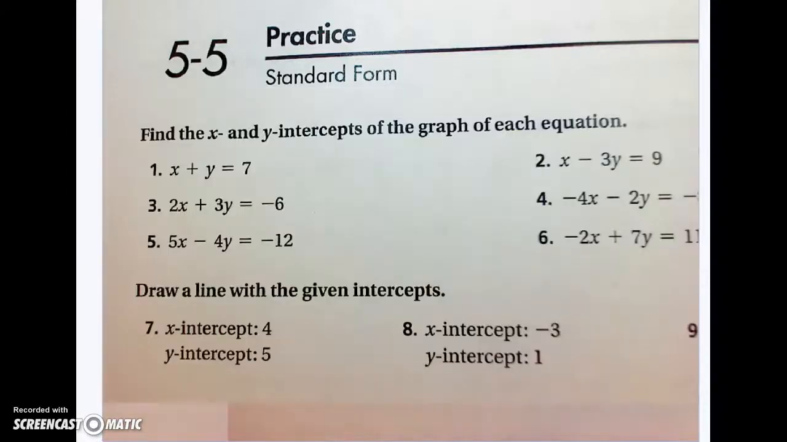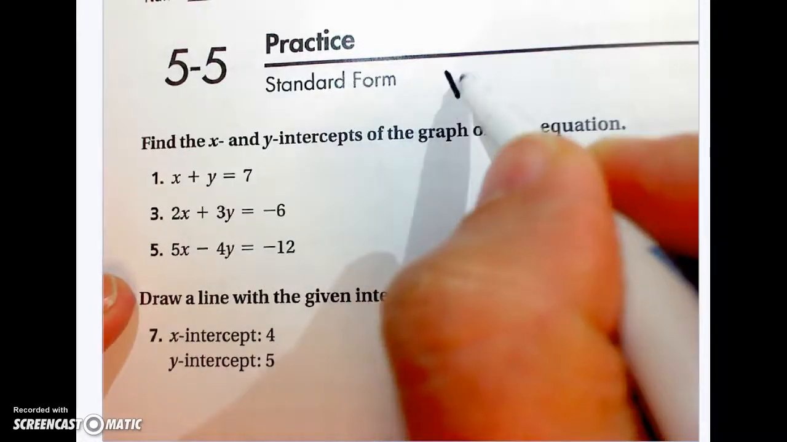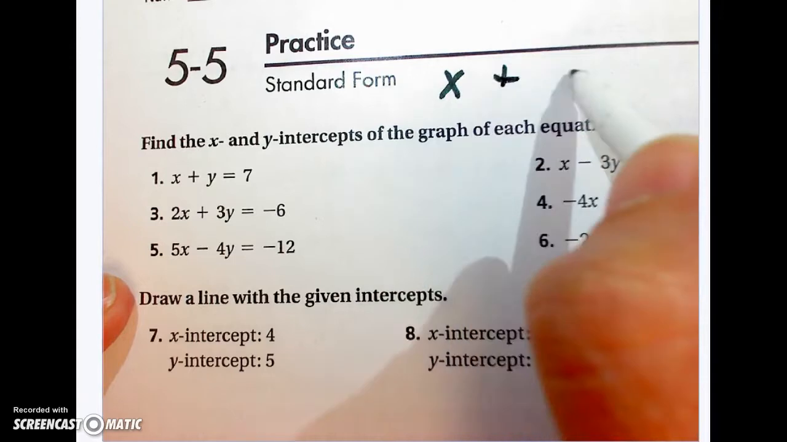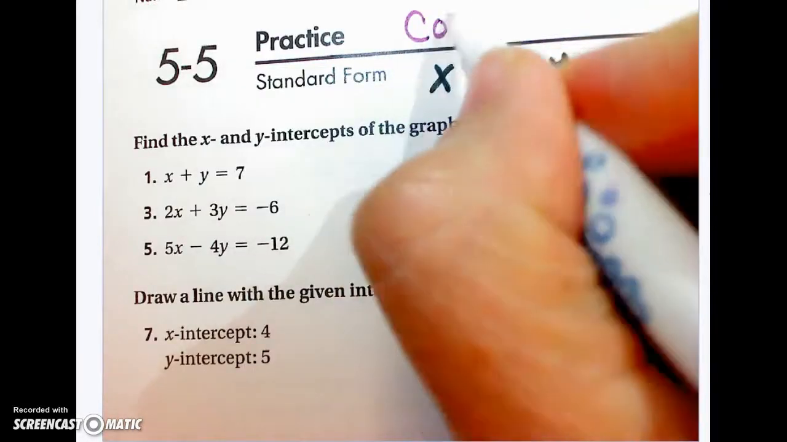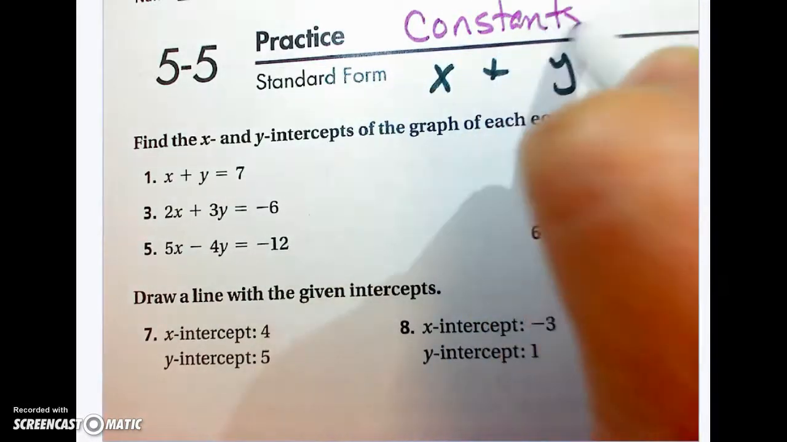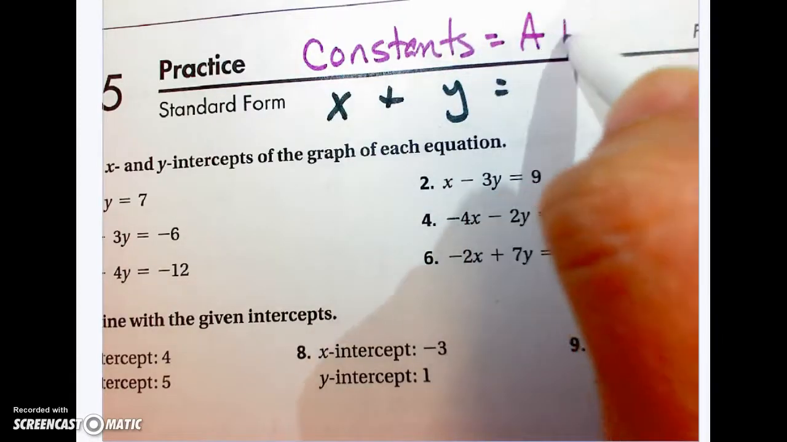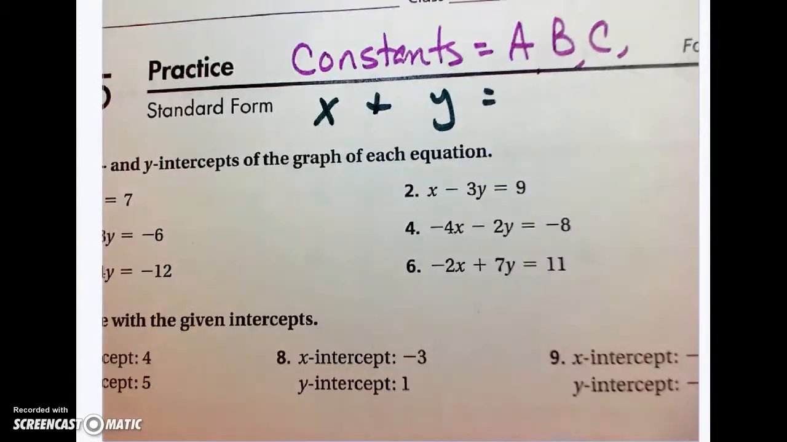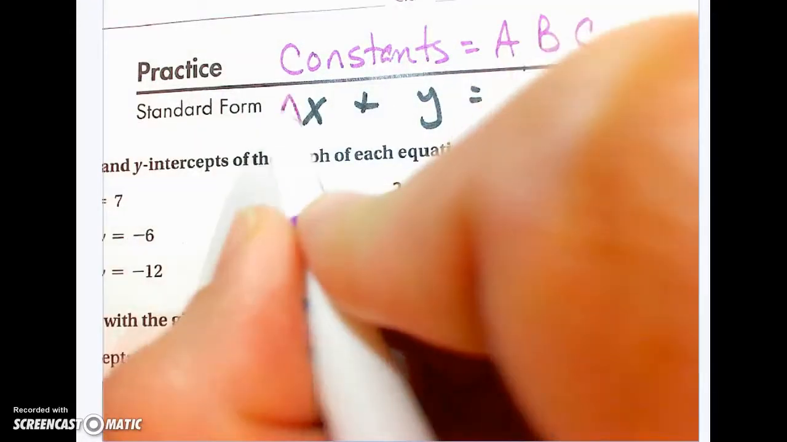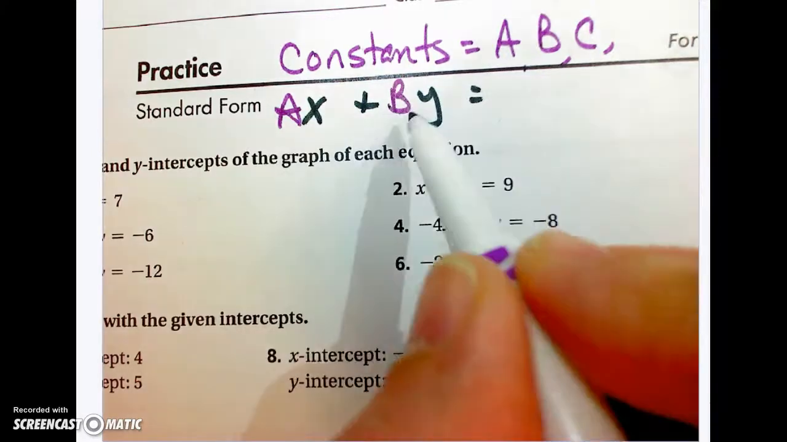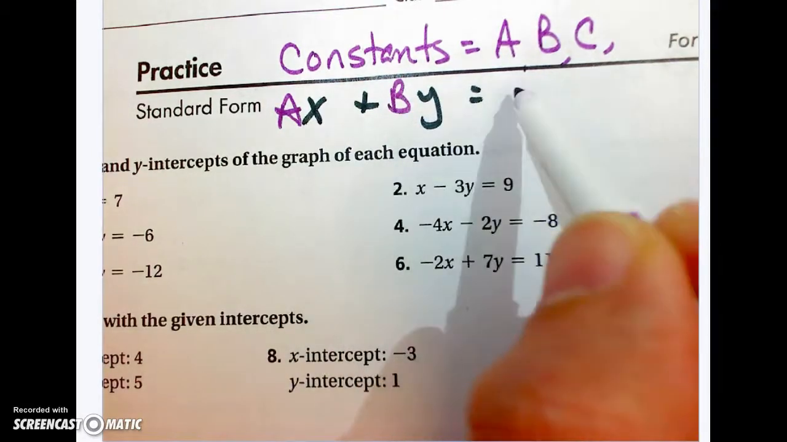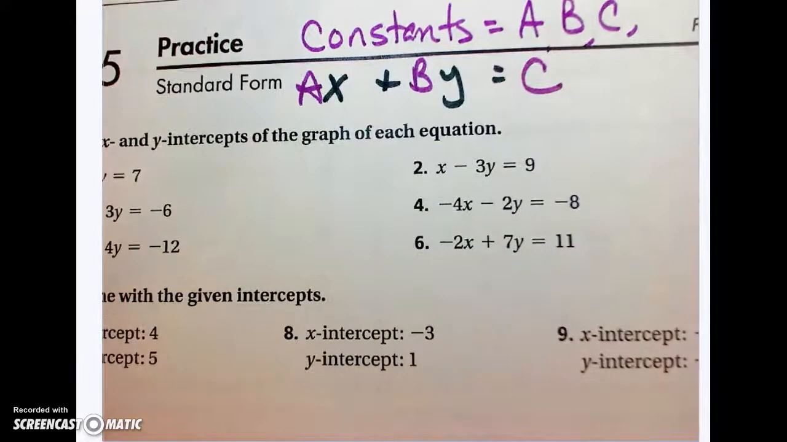5-5, standard form. Standard form has x and y in it, but it also has numbers. So constants are numbers, and that's a, b, and c. So a is a number being multiplied to x, b is a number being multiplied to y, and c is just a number that it's equal to.